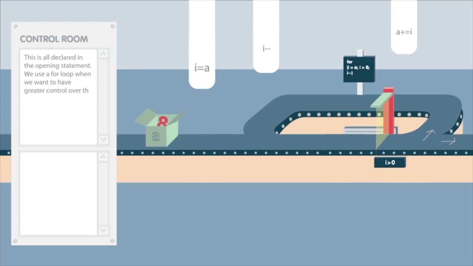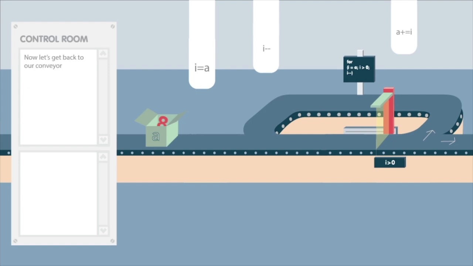We use a for loop when we want to have greater control over the number of iterations we go through. Keep in mind, we can refer to the variable the for loop creates while we're within the for loop. For example, we can add or subtract the temporary variable from other variables we have.